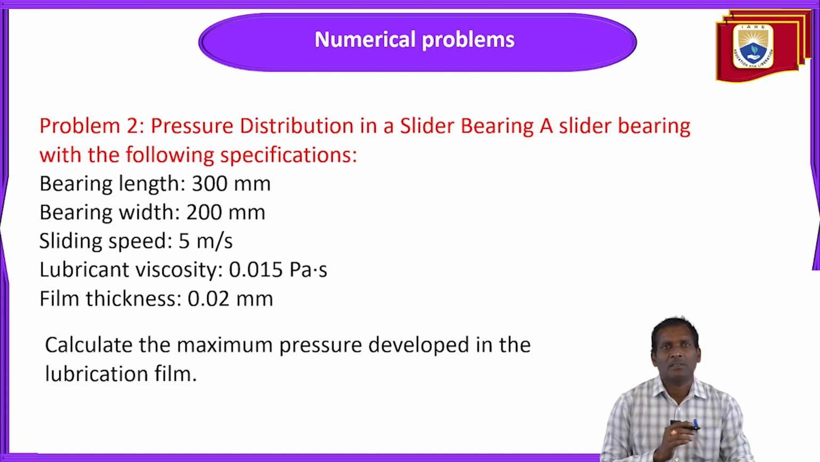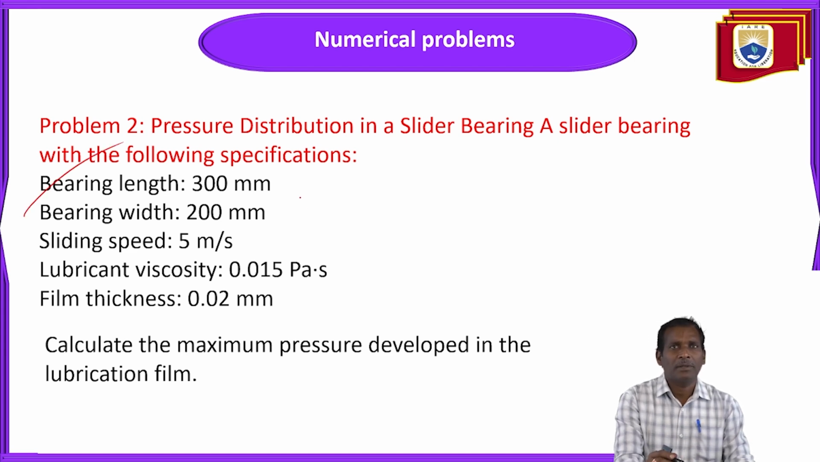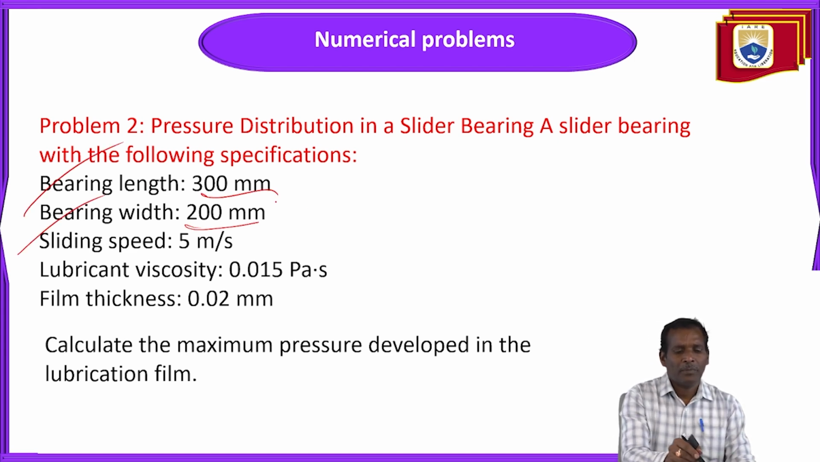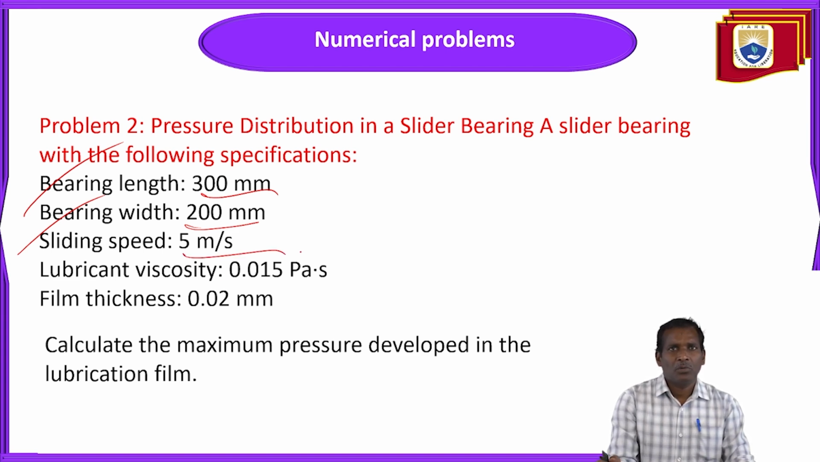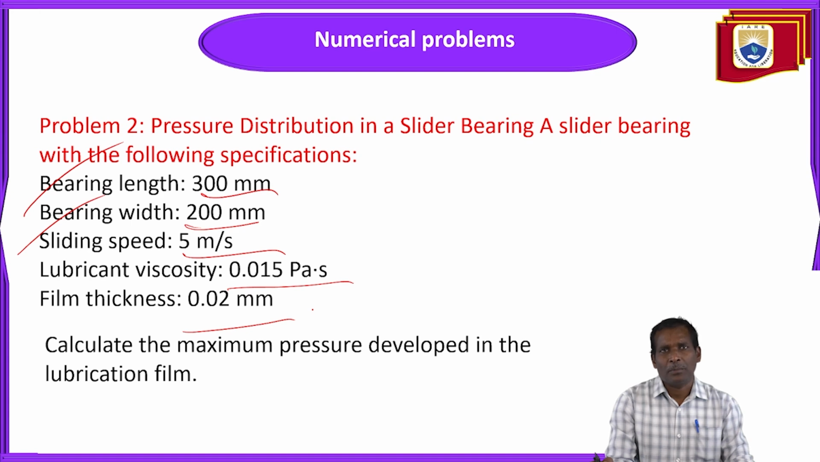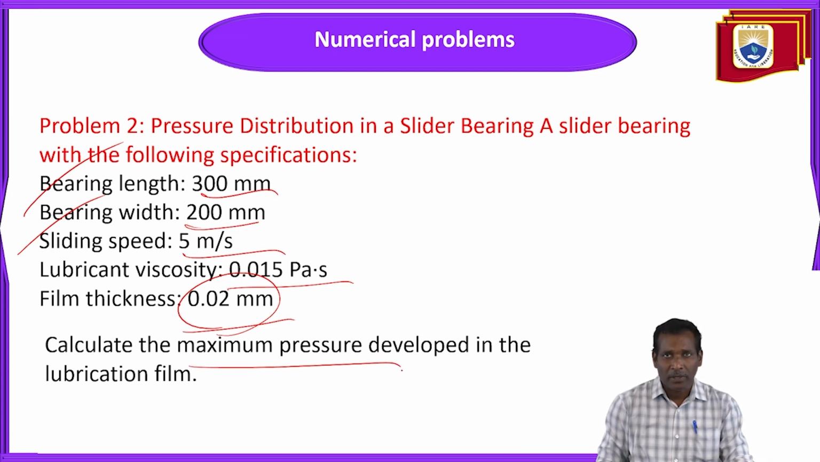Slider bearing is nothing but sliding bearing. There are two types of bearings in bearing topics: sliding contact bearings and rolling contact bearings. So, the bearing width is 200 mm and the sliding speed is 5 meters per second. The lubricant viscosity is 0.015 Pascal second and the film thickness is 0.02 mm. So, the film thickness is also given in this case. Calculate the maximum pressure developed in the lubrication film.